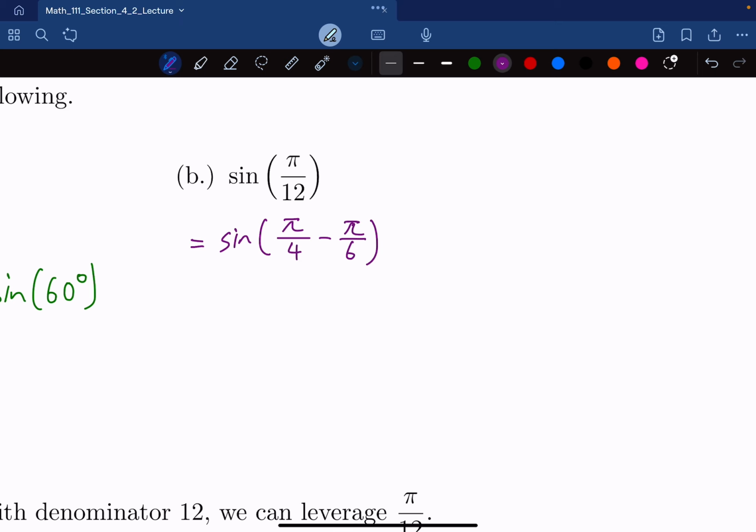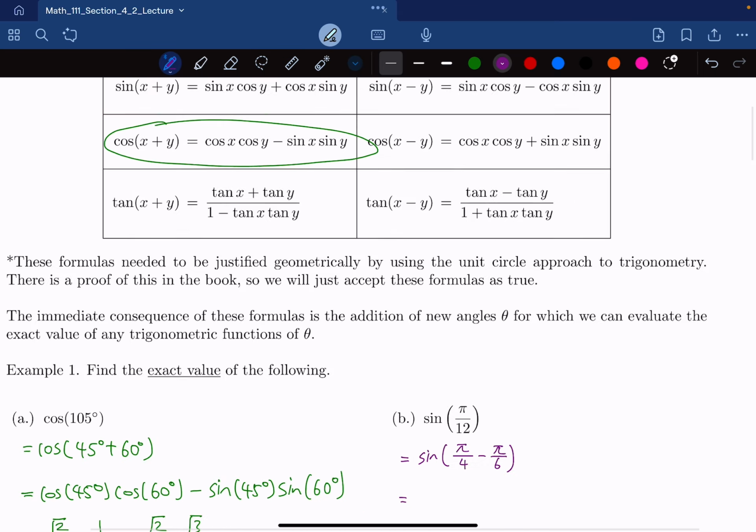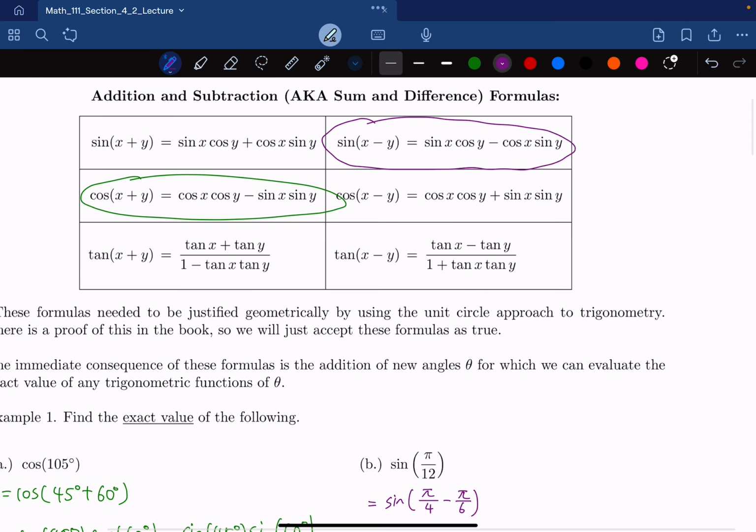And this is not the only choice. You can also do pi over 3 minus pi over 4, right? Again, for any one of these common angles, the gap in between is going to be pi over 12. So here we have a subtraction formula for sine, and that's just using this formula right here. Okay, again, be consistent with your plugging in, right?